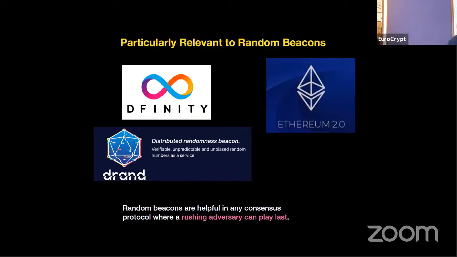The threshold signature application is especially relevant to random beacons. This comes up in consensus algorithms all the time, where you have a problem with the person who plays last, because they know the state of the network, they know what everyone else has output, and they might be able to use this to gain some kind of advantage. A random beacon gets around this because nobody is going to be able to manipulate that output in advance. So it's not just random, it's also unbiasable, which is a stronger property than you would get from just a hash function.